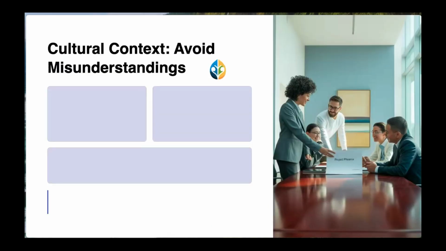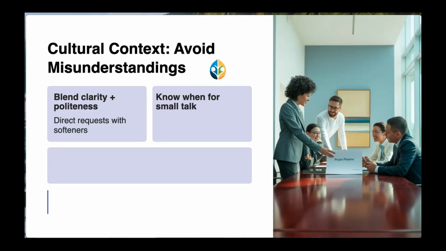Cultural context. You clearly want to avoid misunderstandings. So you want to blend clarity and politeness. So direct requests with softeners. Okay. So you can be direct and polite, and that's what you want to practice. So someone does not feel like they're being spoken to in a way that is disrespectful.